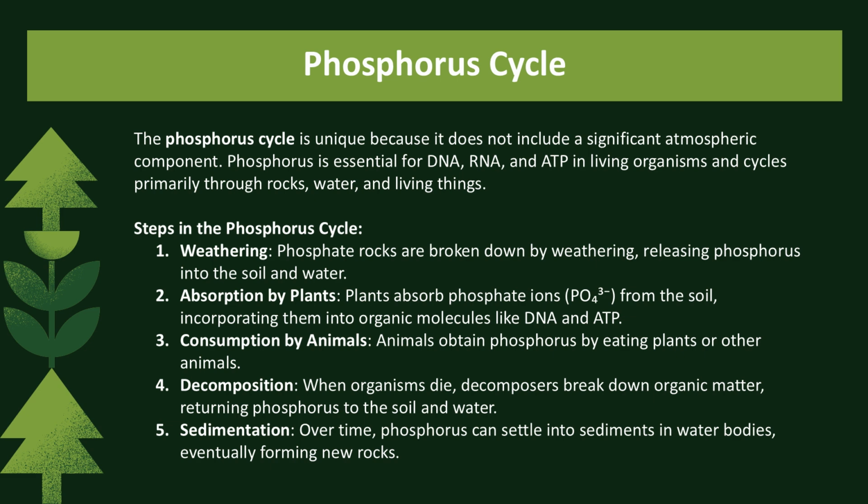The phosphorus cycle is unique among biogeochemical cycles because it lacks a significant atmospheric component. Phosphorus moves primarily through rocks, water, and living organisms. The cycle begins with weathering of phosphate rocks, followed by plant absorption of phosphates from soil. Animals obtain phosphorus through their diet, and decomposition returns it to the soil. Over time, phosphorus can become trapped in deep ocean sediments, making it a limiting nutrient in many ecosystems.